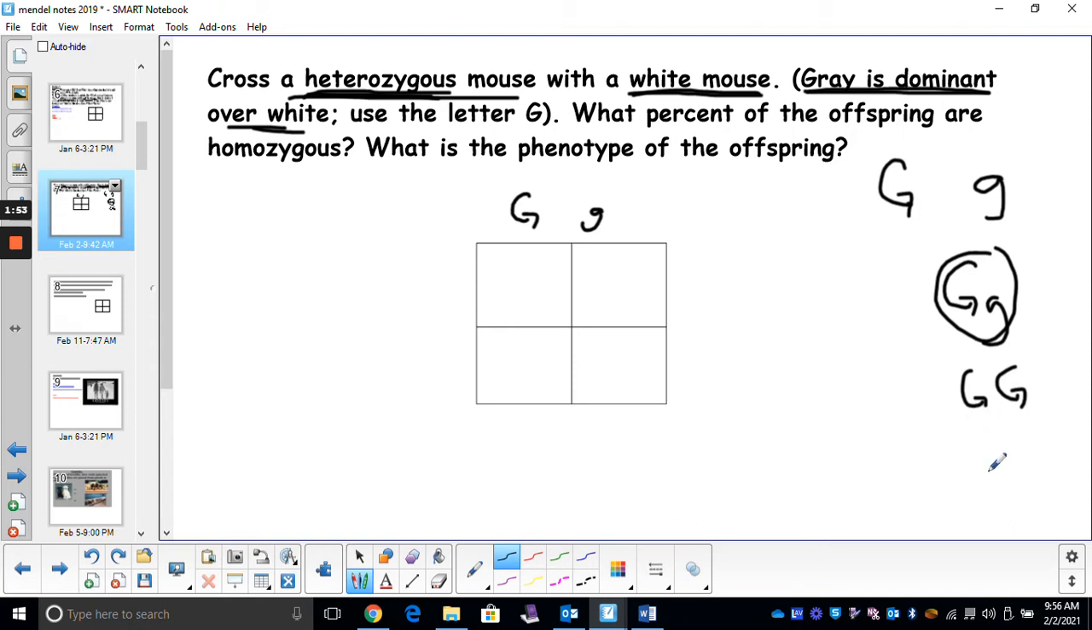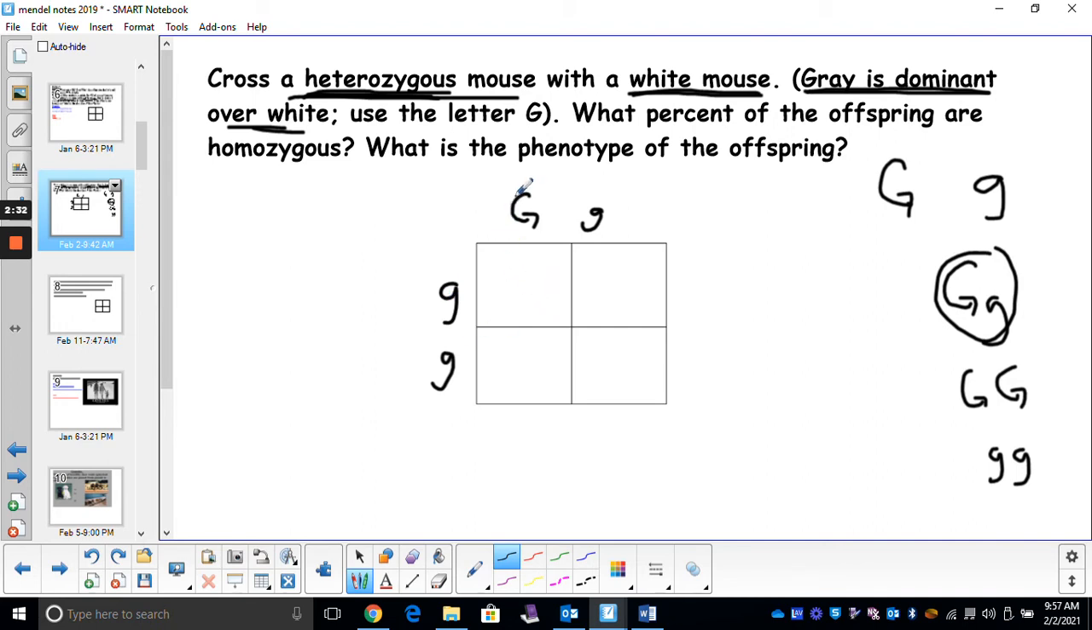The only way to have a white mouse is to have two recessive alleles or two lowercase g's for our genotype, and then that would mean the phenotype or the physical appearance is going to be white. So now we have our genotypes. We have heterozygous genotype and we have a homozygous recessive genotype. So here's our heterozygous mouse. It has to be gray, right? Because gray is dominant. Anytime you have one dominant allele, that's what shows up. And then this parent over here is our white mouse because it's got two recessive alleles.